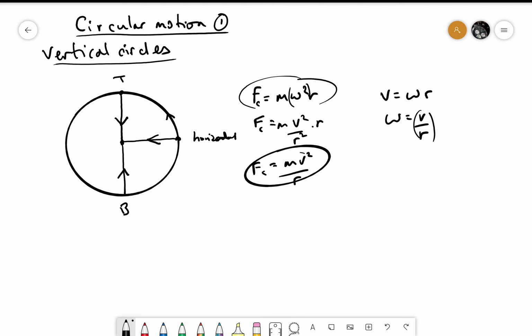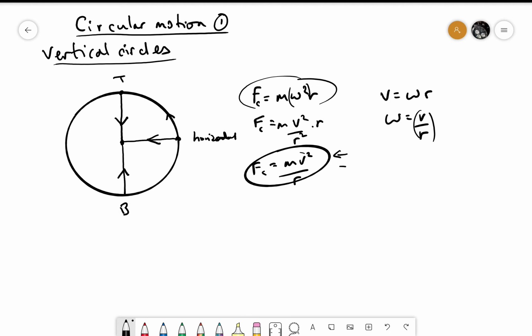So it's often best to work with this one because we're often given values for v, not omega, which makes our lives a little bit easier. Otherwise you have to work out what omega is, which is fiddly. So let's try using this one. So let's remember what this means.